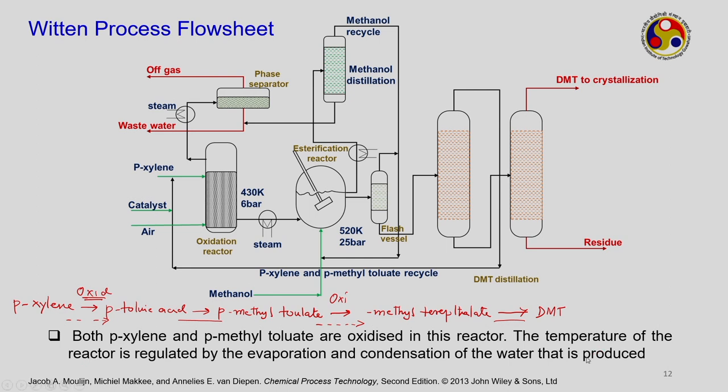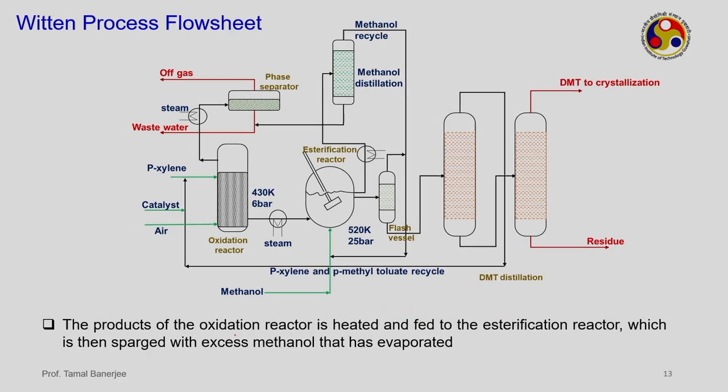If the temperature increases, the temperature of the reactor is regulated by the evaporation and condensation of the water that is produced. So if you see, you have the product effluent coming up, steam is generated from here and the phase separator is there. What you do, you send the remaining off gases out. Off gases means you may have nitrogen, then hydrogen, then carbon dioxide, all this, and the remaining is wastewater. So you remove this.